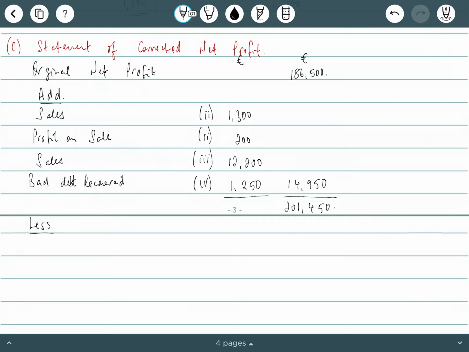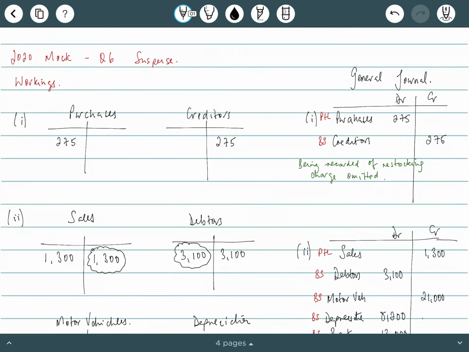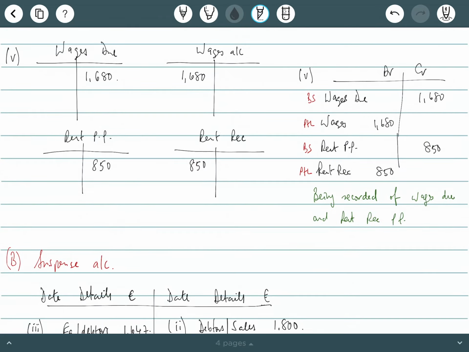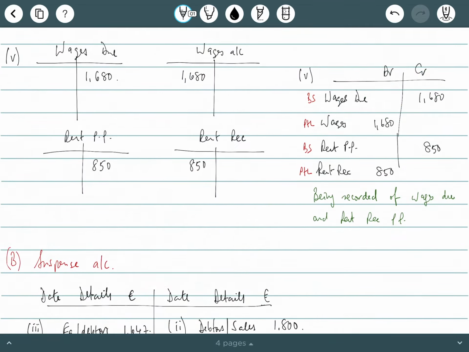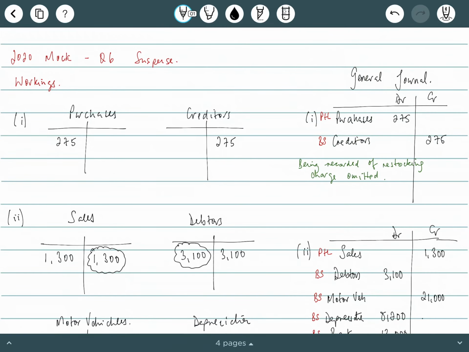Okay, any P&L entry on the debit side, lads, we take it away. So let's go back to 1. No P&L entry in 1. Oh, there is, sorry. P&L here, 275, debit. So purchases, 275. Okay, so purchases, working 1, 275.